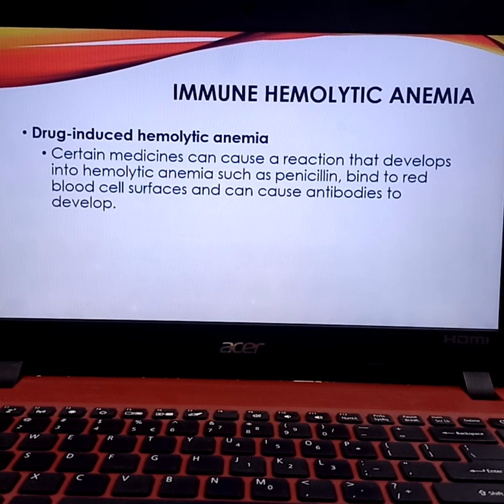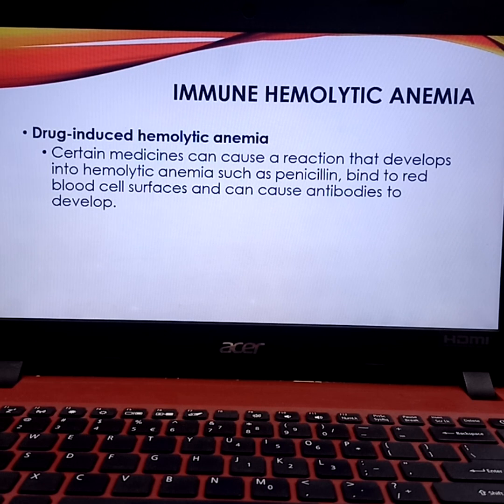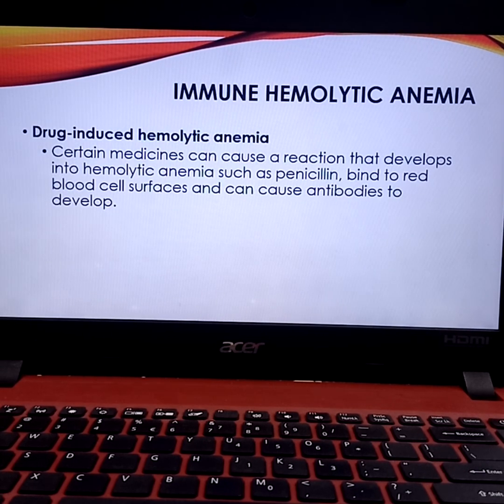Drug-induced hemolytic anemia is wherein certain medications can cause a reaction that develops into hemolytic anemia, such as these medications. Penicillin binds to red blood cell surfaces and can cause antibodies to develop. That is why most antibiotics, before giving them to the patient, require a skin test to determine if the patient has an immune response against these drugs that will be introduced into the body.